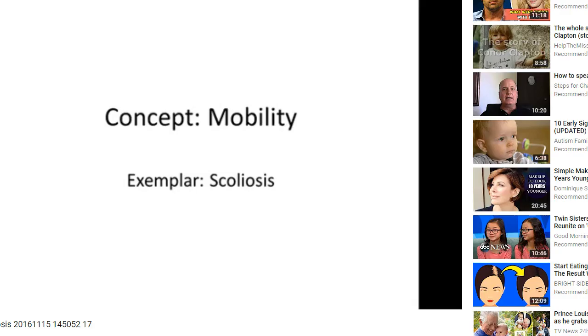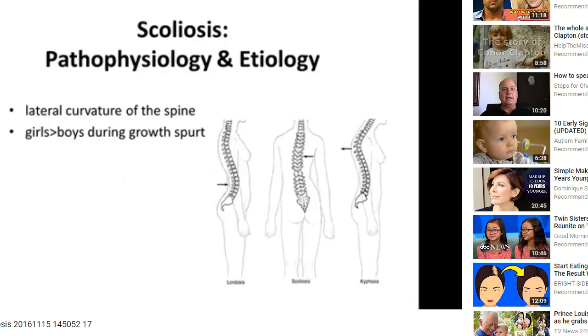Mobility. And our exemplar here, as we look at the concept of mobility across the lifespan, is our exemplar known as scoliosis.